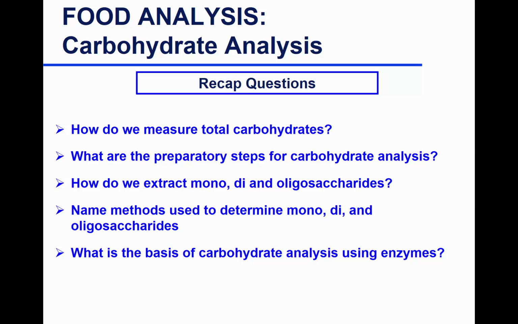Okay, so since we are still going over carbohydrate analysis, we'll just do a little bit of a recap before moving on. So how do we measure total carbohydrate?